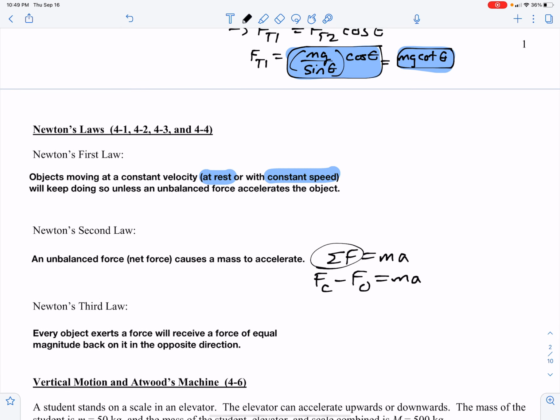When we're talking about systems of masses, in other words, multiple masses connected by tension, we would simply write this as causing force minus opposing force equals the sum of all your masses times a. We'll get to that shortly.